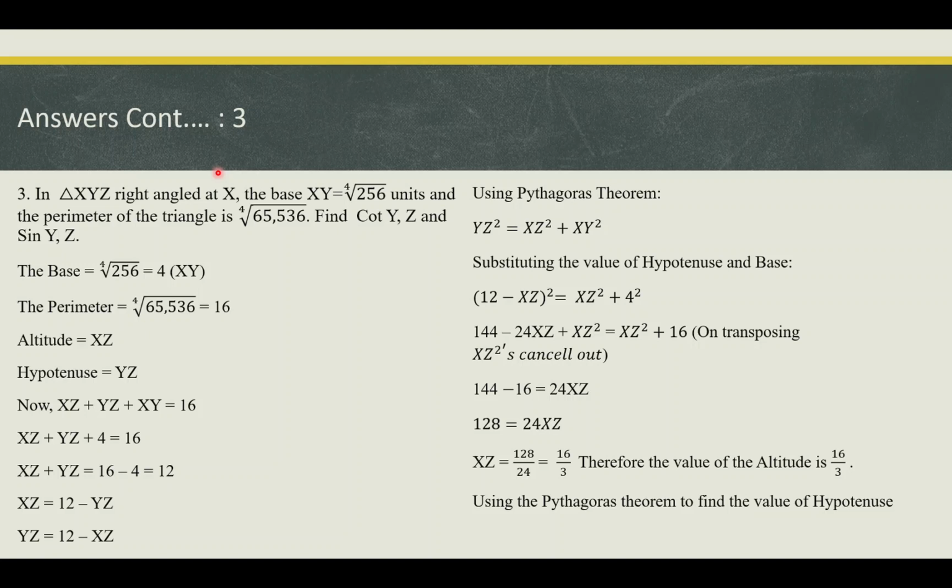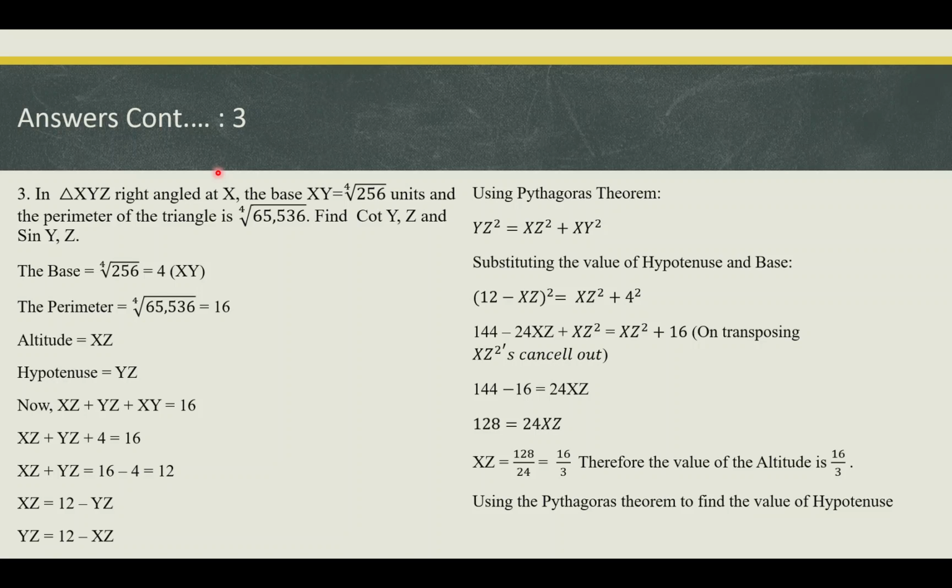So xy plus yz plus xz is equal to 16. So xz plus yz plus 4. The reason why there is a 4 is because the value of xy, which is the base, by the way, is 4. So xz plus yz plus 4 is equal to 16. Then you transpose 4 to the other side and it becomes 16 minus 4, which is 12. Now xz plus yz is equal to 12.